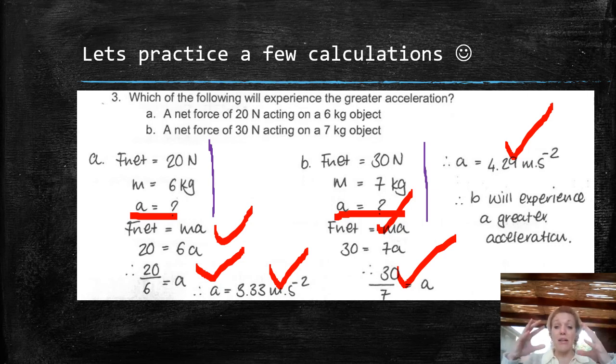But now you've shown me all the working out, which is fantastic. I'm very happy. But what is the last thing you have to do? You need to actually give me my answer. What is my answer? My answer is that B will experience a greater acceleration. Believe it or not, you get a mark for that. So please include that.